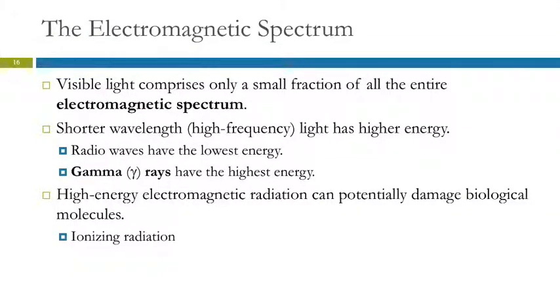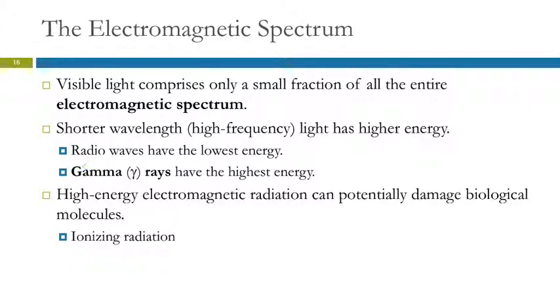So visible light is part of the electromagnetic spectrum, but there's a lot of other types of radiation there, things that are higher or lower in wavelength than visible light. And we can't see it because our eyes are not equipped to detect things that are outside of the visible region. So shorter wavelength is going to have a higher frequency, and that's higher energy. So the shorter wavelength is going to be things like gamma rays. Those have higher energy than visible light.